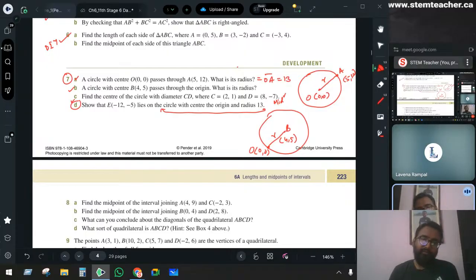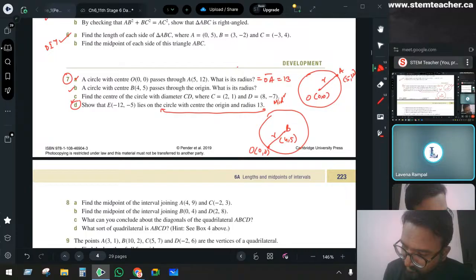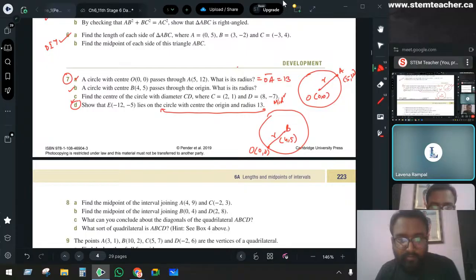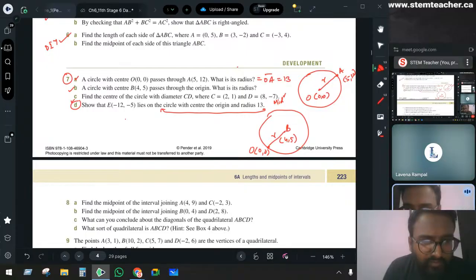What is the equation of the circle whose center is the origin and radius is 13? x squared plus y squared is equal to 13 squared. That's it. So what we have to show is that this point lies on this circle.